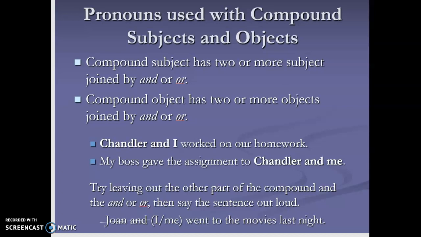Okay? So when you have compound subjects like Joan and I or me, just get rid of the other part of the compound. So, I or me went to the movies last night? Well, it would be I, because I is the subject pronoun.